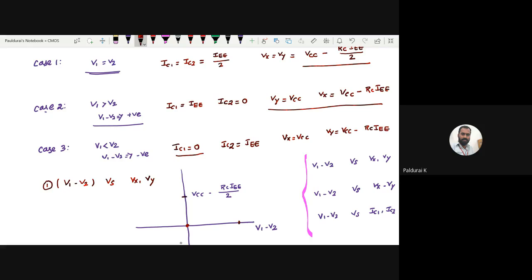I have marked here VCC minus RC IE over 2. So now can I mark here VCC minus RC IE here, right? And I want to mark this VCC. So can I mark here? This is my VCC.